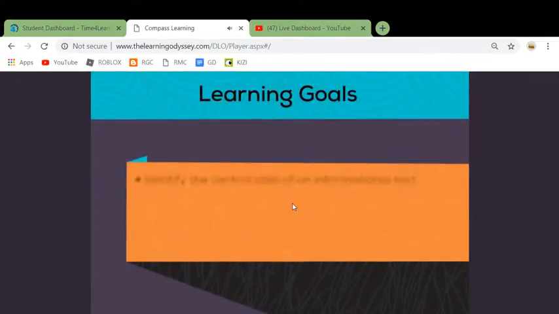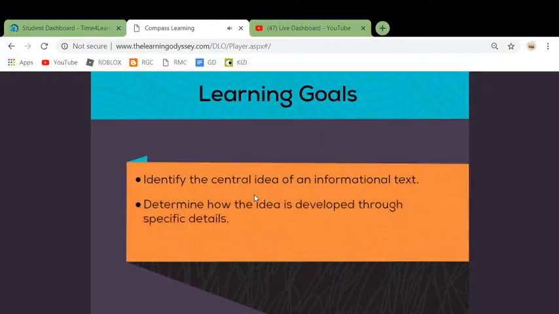Today our goal is to identify the central idea of an informational text, determine how the idea is developed through specific details, and provide a summary of the text. So let me know when you're ready to move on.